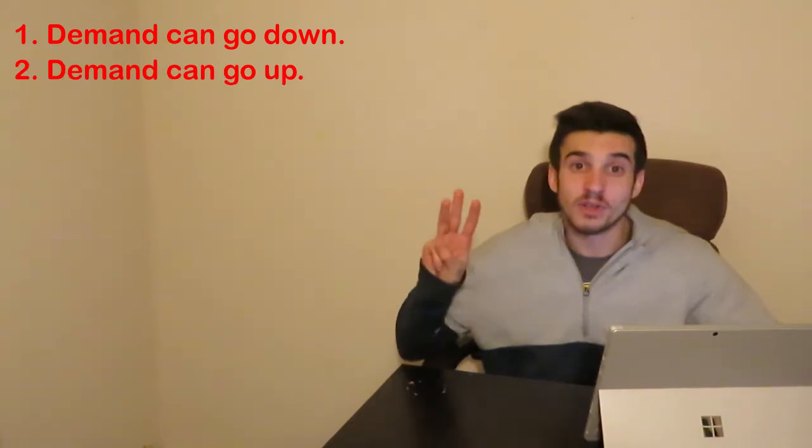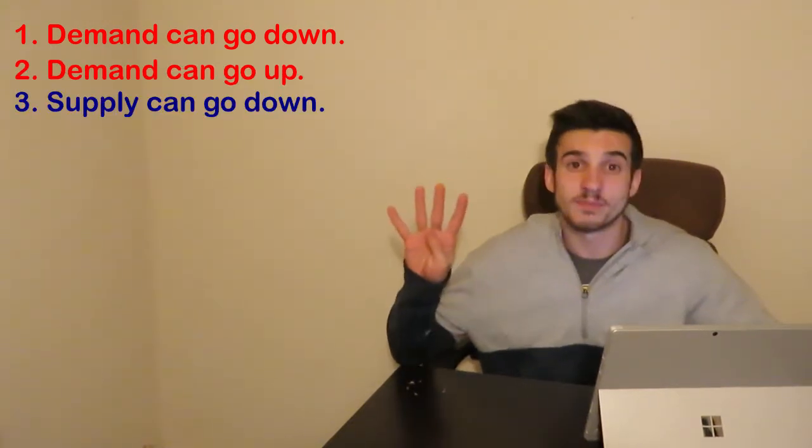So when looking at supply and demand, there are 4 things that can happen. 1, demand can go down. 2, demand can go up. 3, supply can go down. And 4, supply can go up.